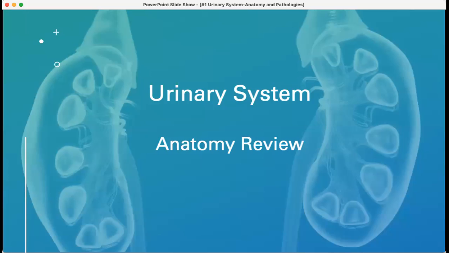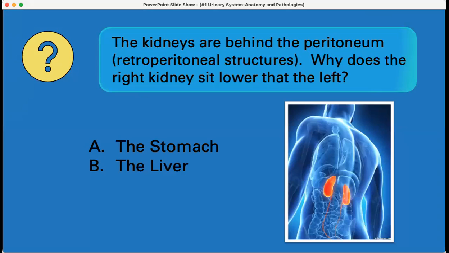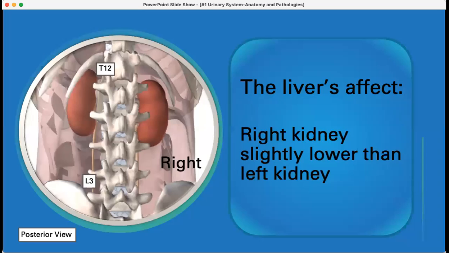All right, so let's go on to the urinary system and just go through an anatomy review. The kidneys are behind the peritoneum, so they're called retroperitoneal structures. Why does the right kidney sit lower than the left? Is it because the stomach or because of the liver? And this is a posterior view showing the kidneys. The answer, the kidneys sit lower on the right because of the liver, sorry.